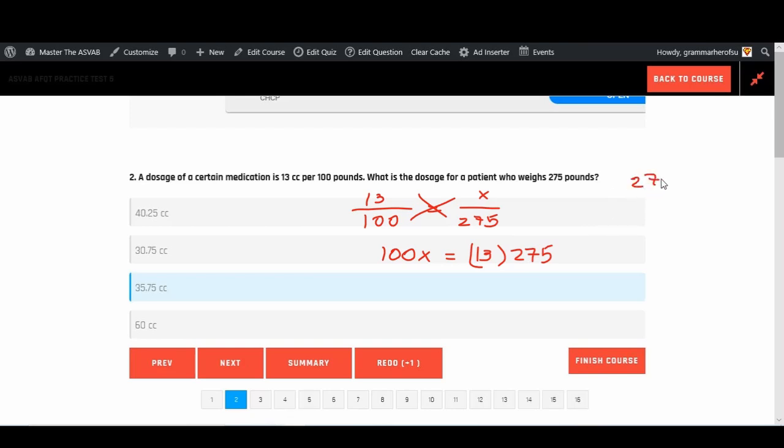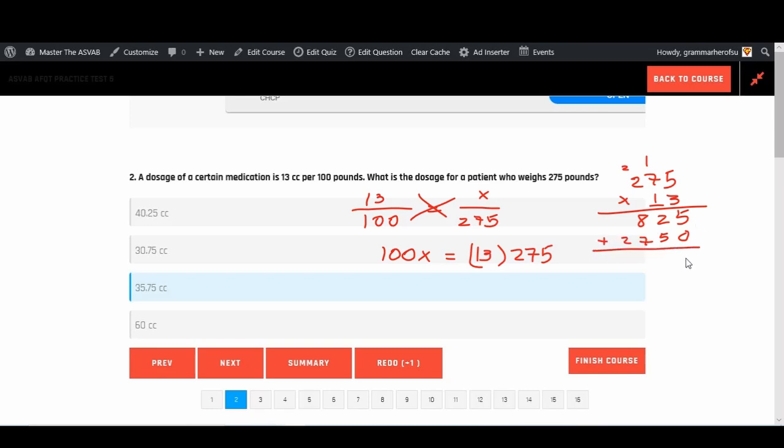Again, 275 times 13. 5 times 3 is 15. We got to carry a 1. 3 times 7 is 21, plus 1 is 22. Carry the 2. 2 times 3 is 6, plus 2 is 8. Since we're starting with this 1, we have to drop down a 0 before we begin. 1 times 5 is 5. 1 times 7 is 7. 1 times 2 is 2.